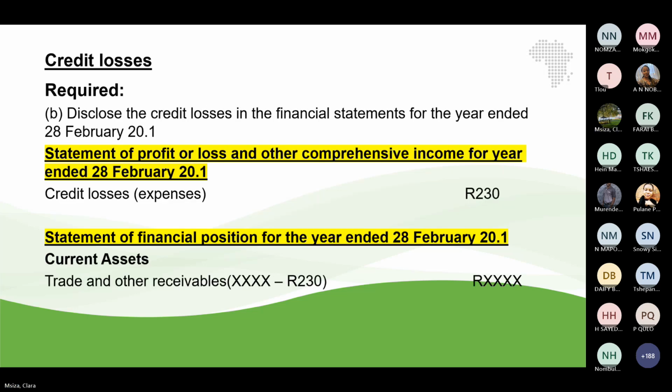Then in your financial statement, you'll have your 230 as your credit losses, meaning it reduces your income and your profit. Then your trade and other receivables will also decrease with 230. It means that if you had debtors of 10,000, you're going to reduce it with 230.